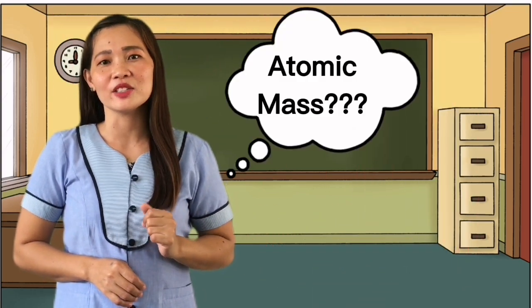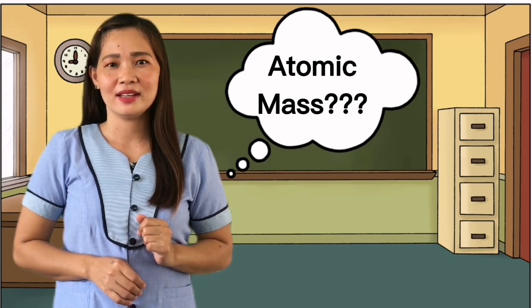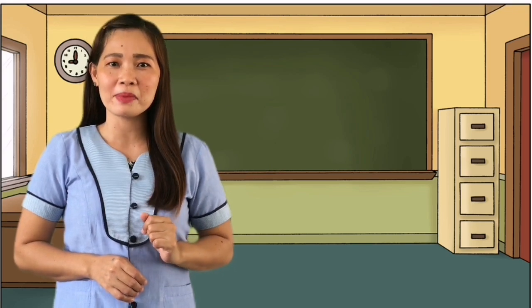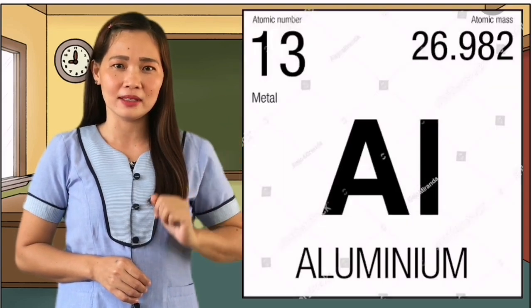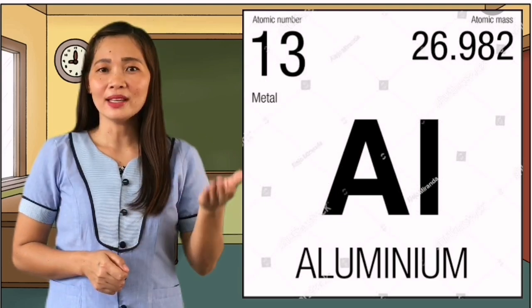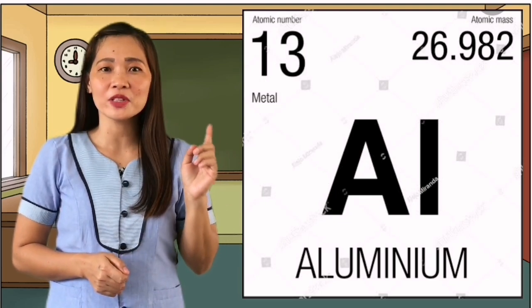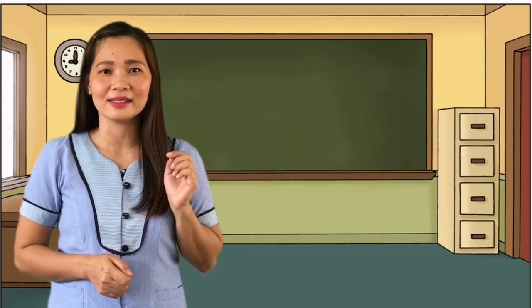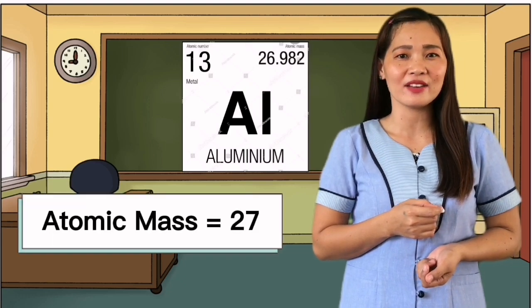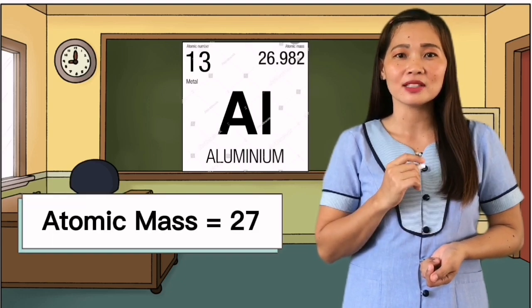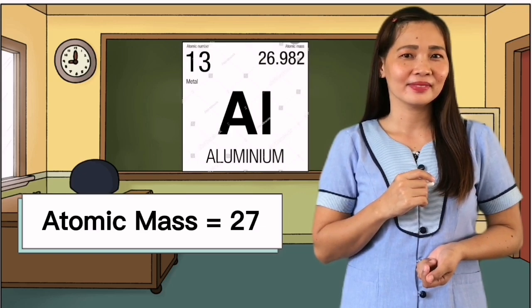How do we find the atomic mass of an element? We can find the atomic mass of an element at the upper right side of each element in the periodic table. To make it easier, you can round it off to the whole number before subtracting. For example, aluminum has an atomic mass of 27. How do we write the symbol for aluminum?